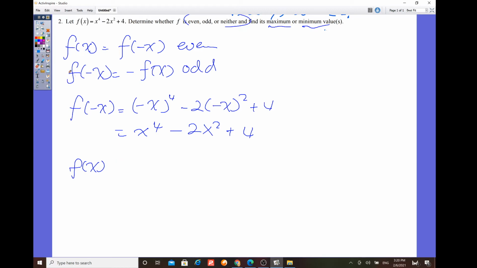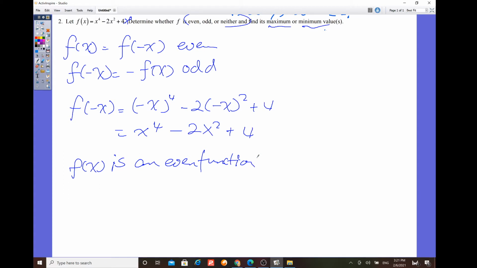Another way you can determine this is by looking at the power of each term. The constant is like x to the power of 0. If all the powers of the terms are even, then the function must be even. So f of x is an even function. Now the next thing that we need to find out is the maximum, minimum.